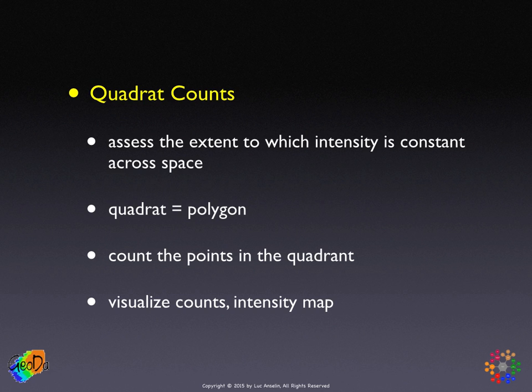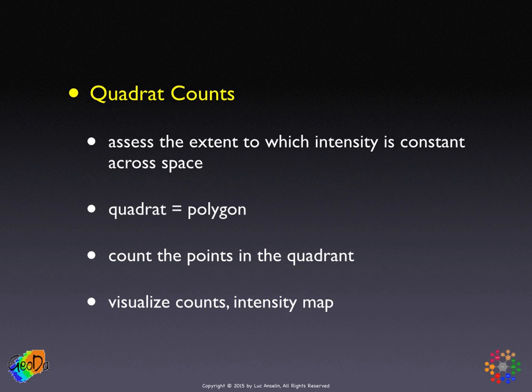So the rationale of quadrat counts is to take some area and superimpose it on the points and then compute whether the intensities, so the ratio of the number of points in each quadrat over the area of the quadrat, is constant across the space. So it's a very simple procedure, but it has a number of drawbacks and uncertainties associated with it.